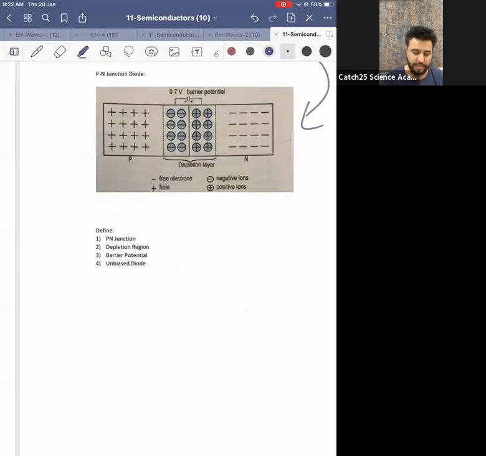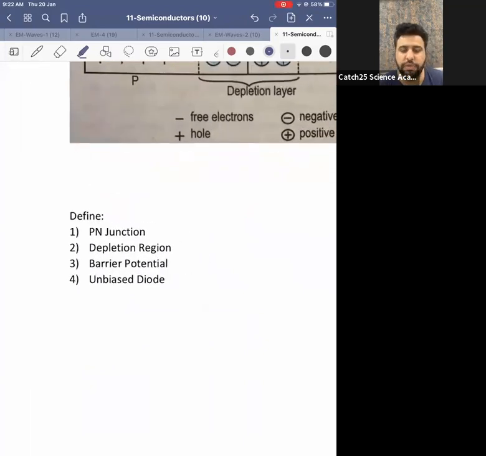Now, in this topic, when this topic is asked in the exam, you will have to cover these 4 points. Now tell me, are you in a position to answer these 4 points? What is a PN junction? What is depletion region? What is barrier potential? And what is unbiased diode? Check your notes and tell me whether you are in a position to answer all these points.